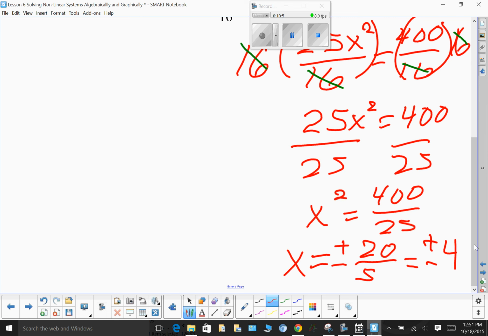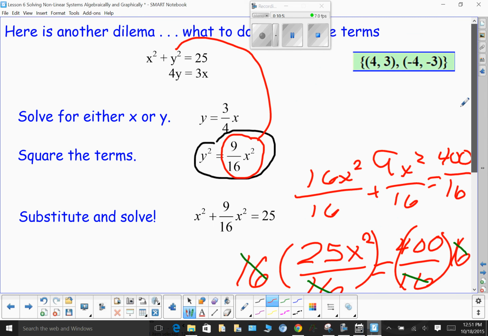You have to take 4 and plug it back into either one of these equations. I personally would plug it back into this one. And you wind up with 4, 3, and negative 4, negative 3. Those are the 2 points that this circle, hopefully you recognize this guy here, he's a circle, will intersect with this line in these 2 locations.